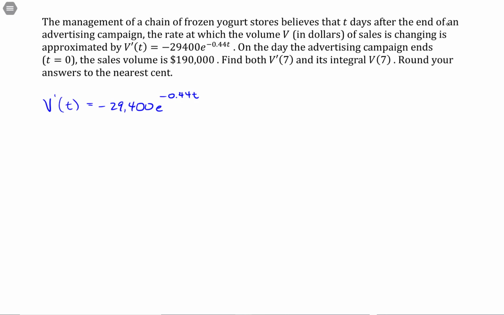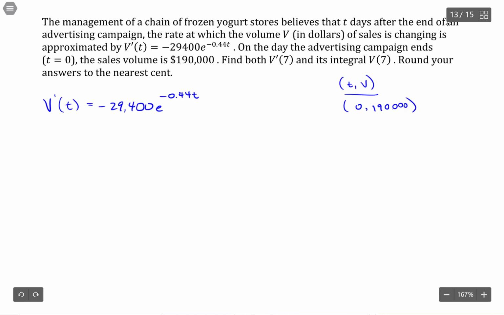On the day that the advertising campaign ends, so t equals 0, the sales volume is 190,000. So we have points, which are time and volume, and we have one point which is 0 and 190,000. I'm not going to put a comma there because it'll mix up the commas inside this point. All right, now find both v prime of 7 and its integral v of 7. Round your answers to the nearest cent.